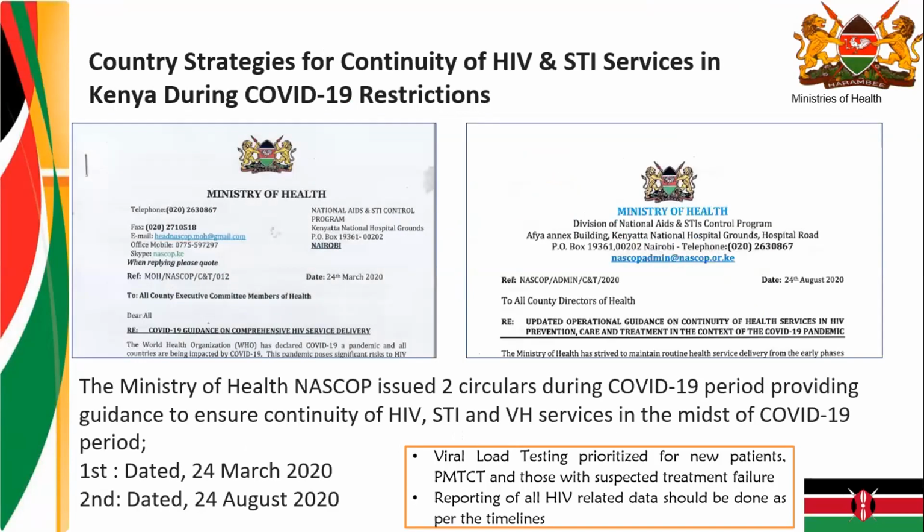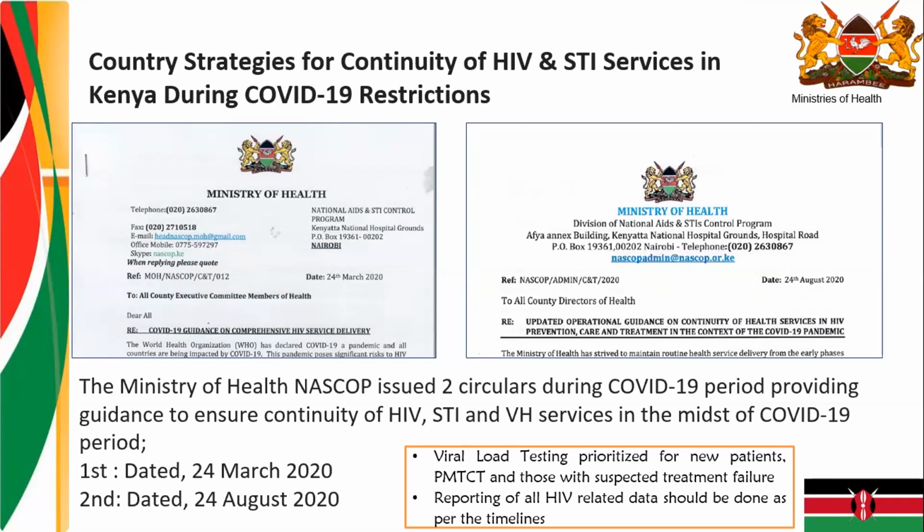When that was realized, we put in circulars and communications to our subnational level giving guidance regarding the various aspects of HIV, STI, and viral hepatitis services. Particularly for viral load, the circular contained information on the need to prioritize VL for new patients, for the mothers, and for all those that were suspected to have treatment failure.